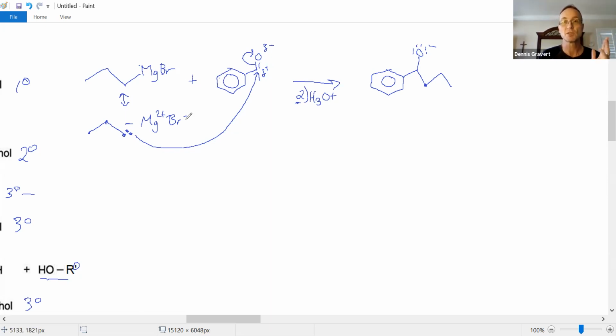Some students are like, wait, where'd the magnesium bromine go? Well, the magnesium and bromine are not going to hang out with this carbon anymore because this carbon is neutral and magnesium has a +2 charge. So positive thing, what are you attracted to in this molecule? Oh yeah, this negative oxygen. So the magnesium is actually up here.